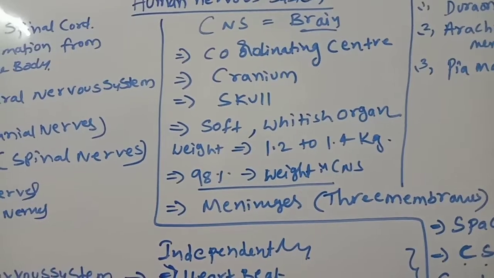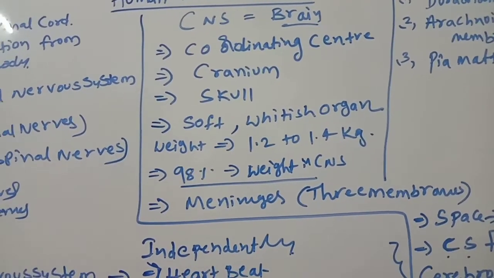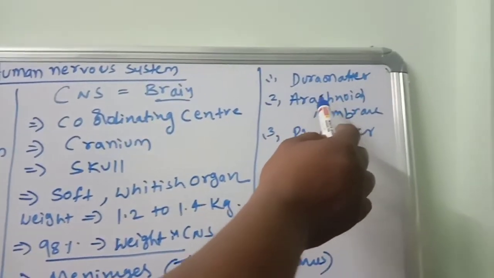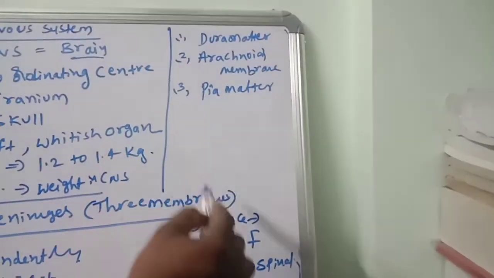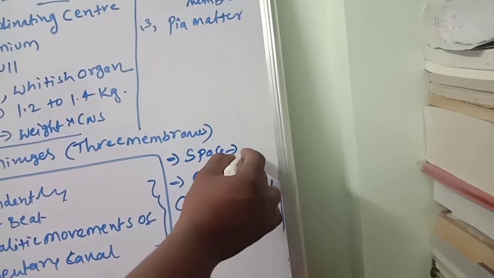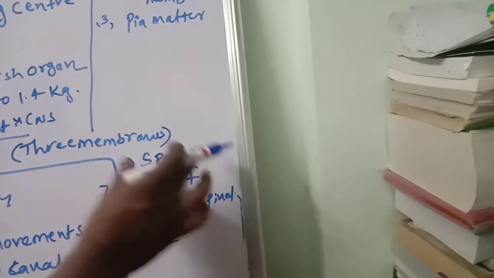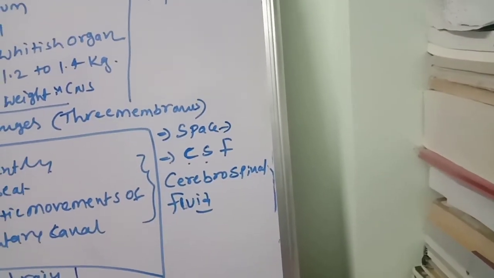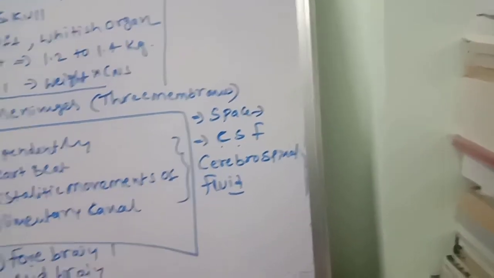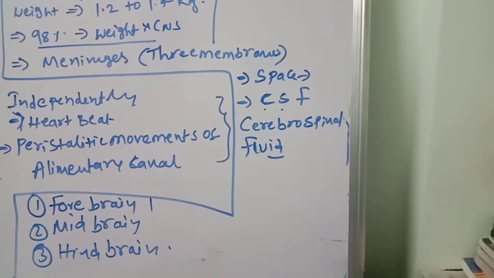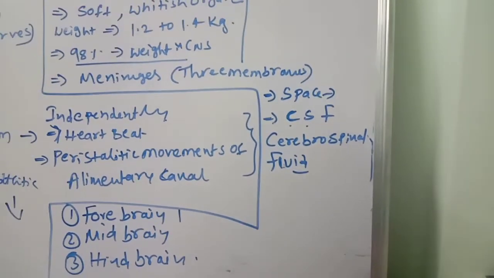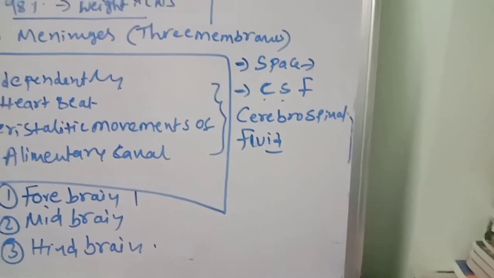The brain is protected by three membrane layers called meninges. The three membranes are dura mater, arachnoid membrane, and pia mater. There is a space in between those membranes, and that space is filled with cerebrospinal fluid, which protects the brain from external shocks and disturbances. Next, the brain is divided into three parts. What are the three parts of the brain? Forebrain, midbrain, and hindbrain.